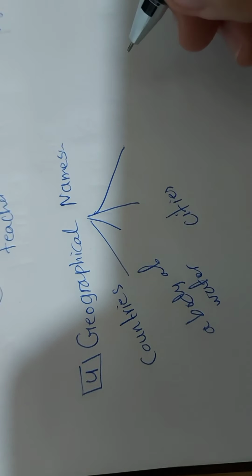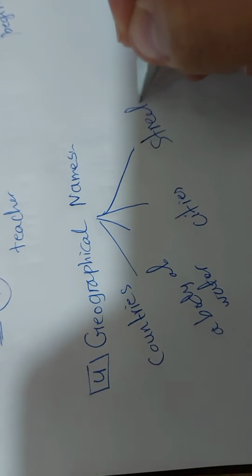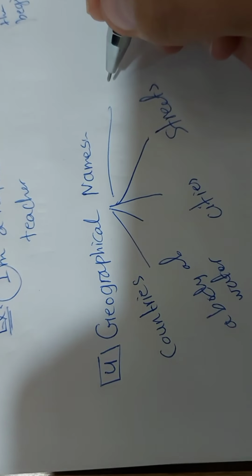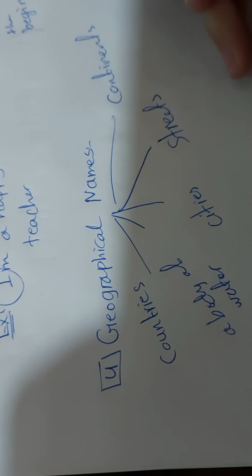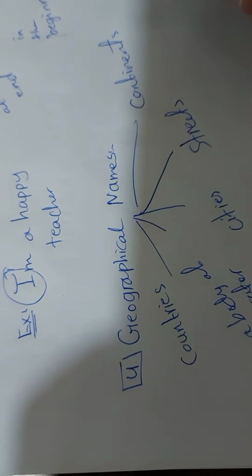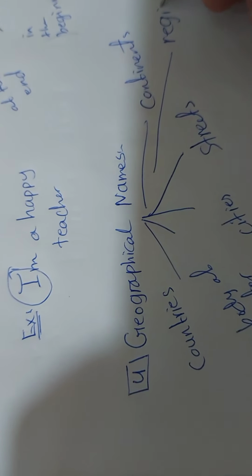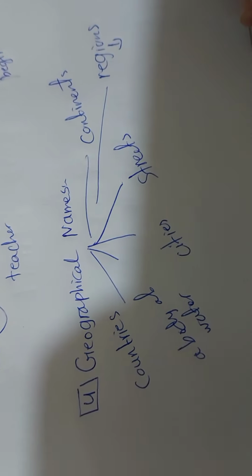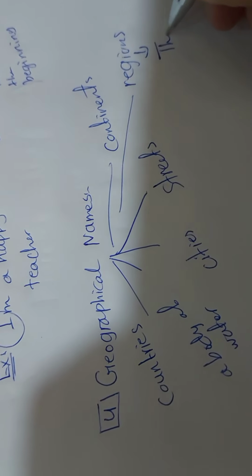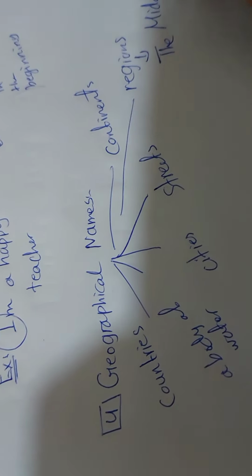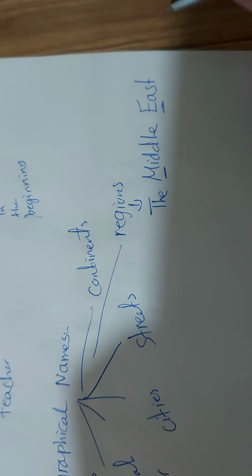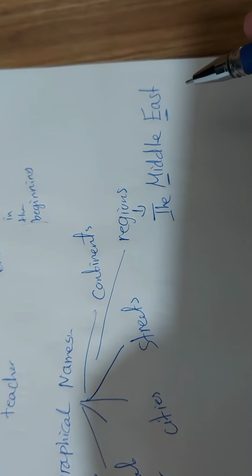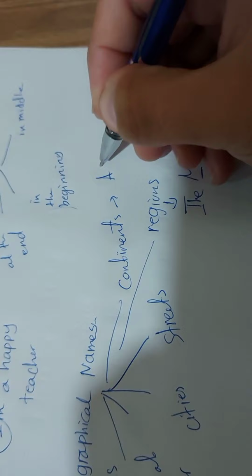Let me tell you, we must also capitalize the name of streets. Let me write, we're going to capitalize continents. We must also capitalize, let's say, regions, and so on. Let me write or provide an example on each. As for regions, we can capitalize the Middle East, since it is a region. So as you see, grade 7, I capitalized all of them, the Middle East as a region. Continents, let's take Asia as an example.